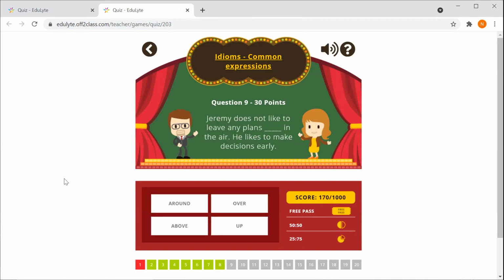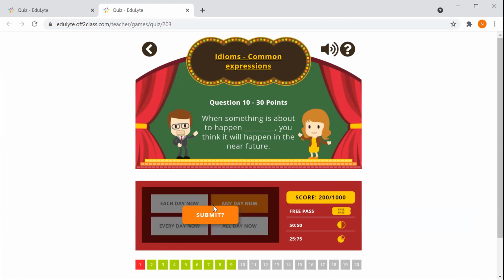Next one. Jeremy does not like to leave any plans up in the air. He likes to make decisions early. Does not like to leave any plans up in the air. Yes, up. Excellent. Okay, next. When something is about to happen any day now, you think it will happen in the near future. Any day now? Yes. Absolutely correct.